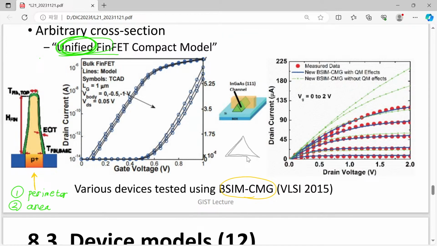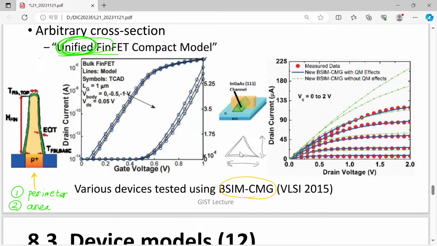triangle shape transistor. The channel has the triangular shape. So if we adopt the traditional approach, then we have to develop another compound model for the triangular shape, and we must say that this base and this height, depending on the aspect ratio, everything will be changed.